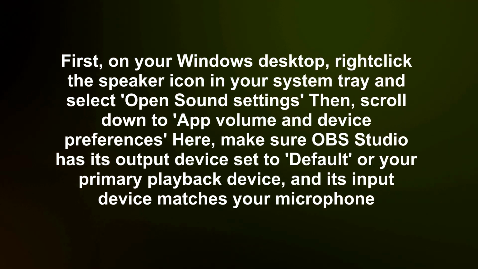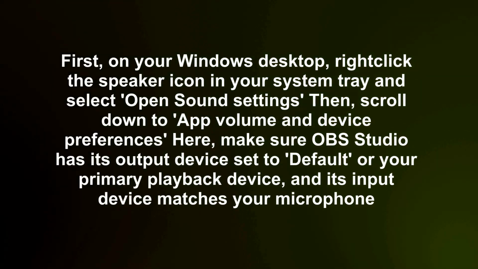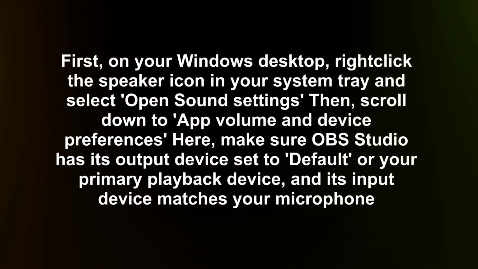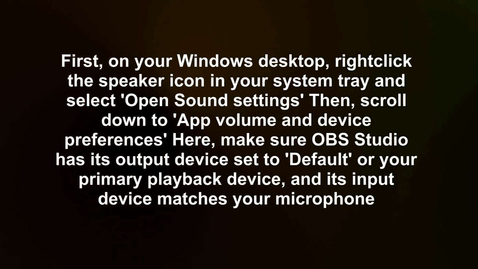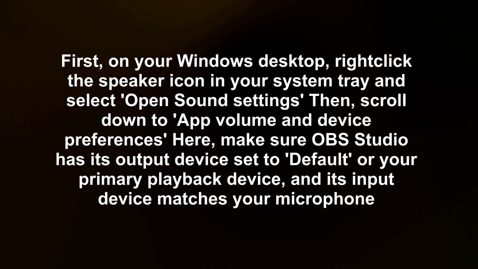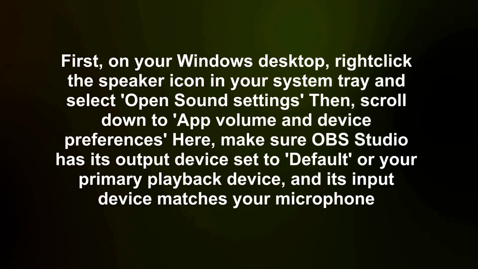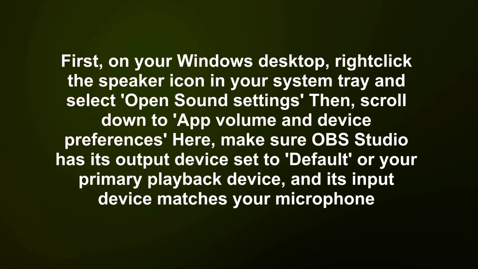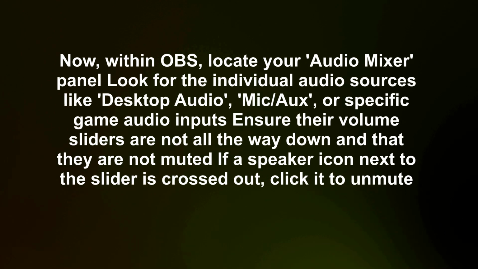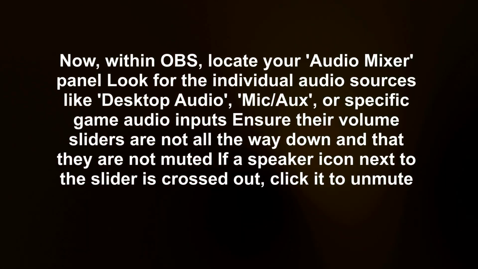First, on your Windows desktop, right-click the speaker icon in your system tray and select Open Sound Settings, then scroll down to App Volume and Device Preferences here. Make sure OBS Studio has its output device set to default or your primary playback device, and its input device matches your microphone.